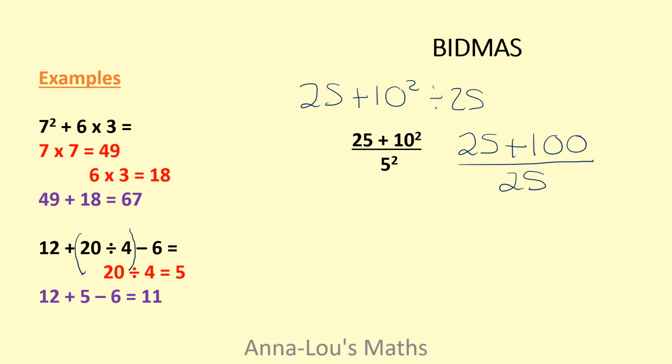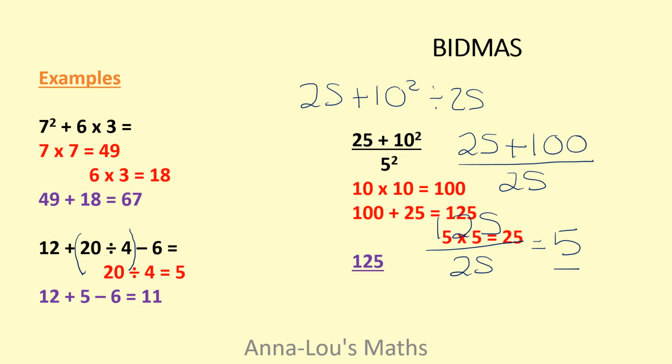So this divide 25 is dividing the whole of the top line. So I'm going to need to add my top line together. So my top line is 125 over 25. And how many 25s are in 125? There are 5. So my final answer is 5. So when you're doing BIDMAS, as I say, any brackets first, then any indices, then divide and multiply, then add or subtract.